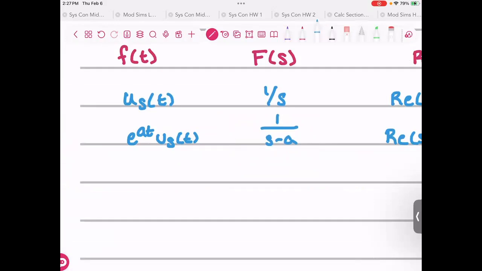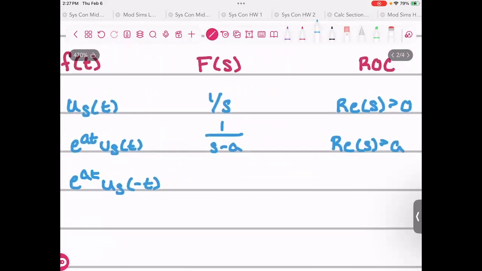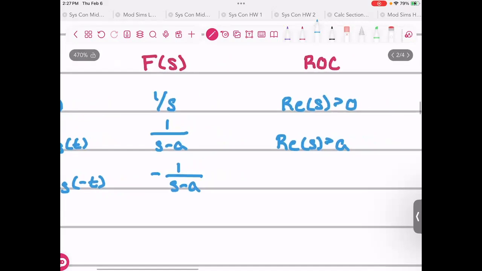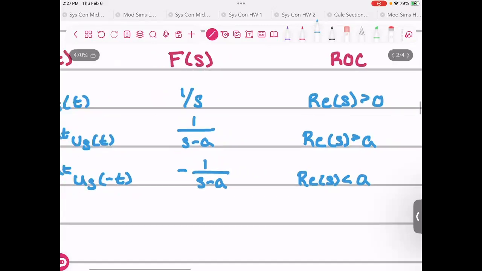The next value that we have is e to the at u of negative t this time. If you remember this from Leipzig, it's called anti-causal, and we'll go into more detail about that later as well. The Laplace transform is negative 1 over s minus a. The real value of s, since it's anti-causal, is when it's less than a. Sorry, the ROC is when the real value of s is less than a.